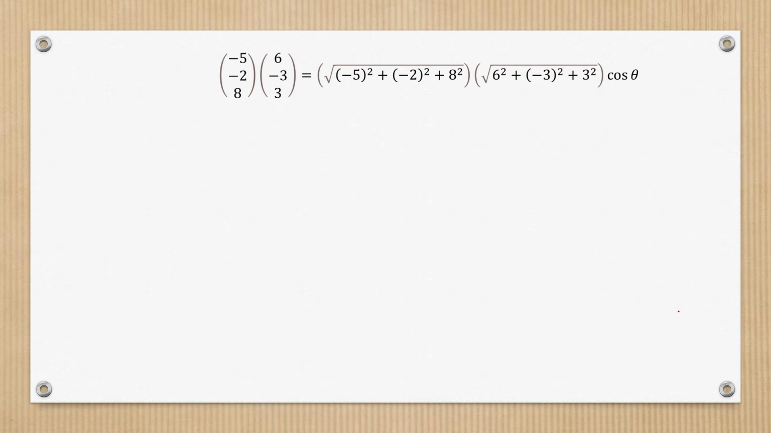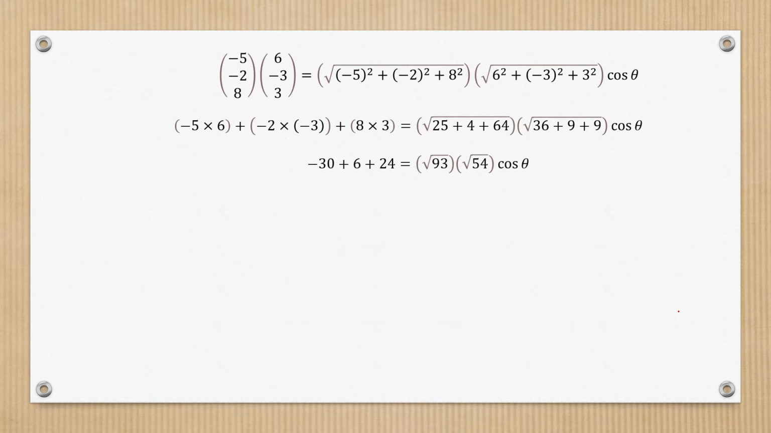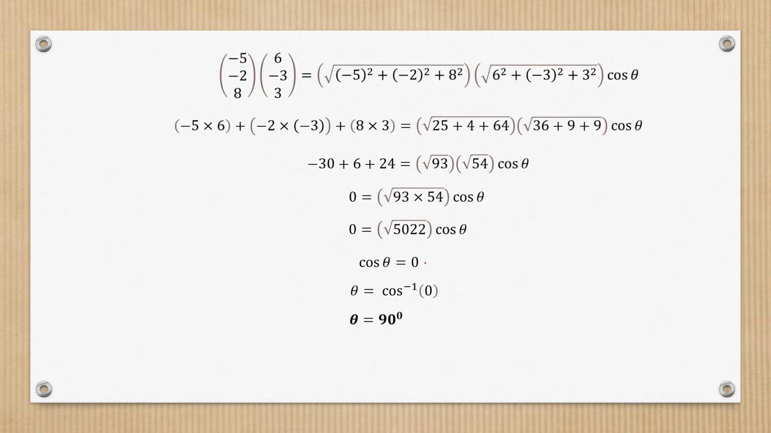So we're going to place all those back into the dot product formula, and then this is what we're going to have. Now negative 30 plus 6 plus 24 shall be equal to 0. Then 93 times 54 is 5022. Now cos theta shall be equal to 0 because 0 divided by this is actually 0. Then theta shall be equal to cos inverse of 0, which is 90. So we've actually confirmed that the angle PQR is 90 degrees, and that's the answer.